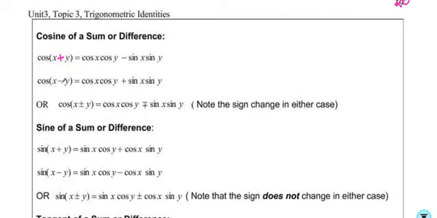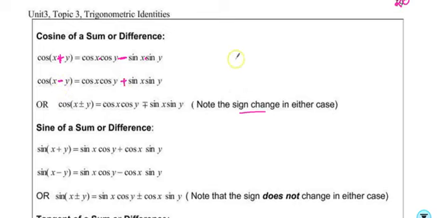If it is a plus, it is a sum; if it is a minus sign, it is a difference. This formula is: cosine of x plus y is cosine x times cosine y minus sine x times sine y. Another way to see it is: cosine, cosine, sine, sine, and the opposite sign in the middle. Know the sign change. If it is a sum, then you subtract. If it is a difference, then you are adding.